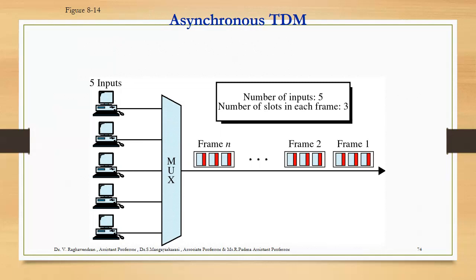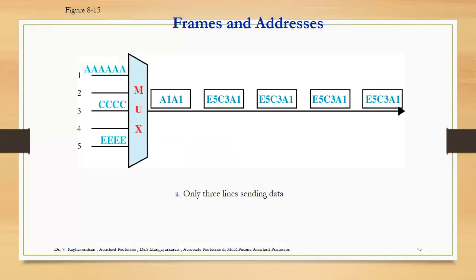In the previous example, I specified that each frame consists of 3 slots. So I specify A1, and next is C, the corresponding device number is 3, then E5. So A1, C3, E5, and the first frame is over. The second frame is again A1, C3, E5. The third frame again A1, C3, E5. The fourth frame again A1, C3, E5. Up to this is over.